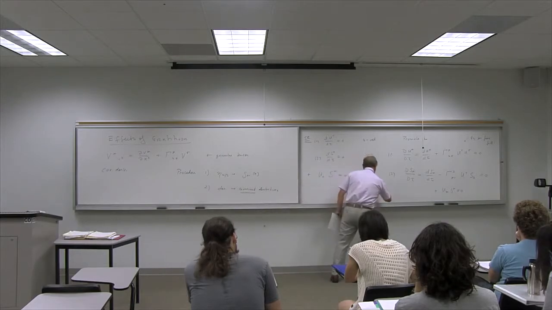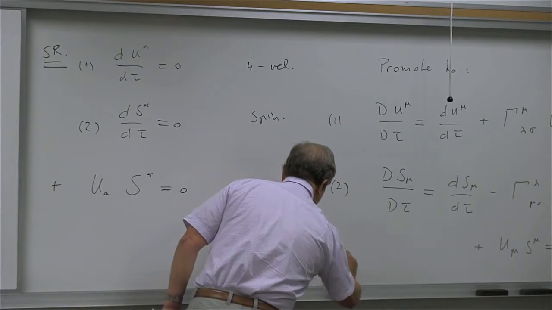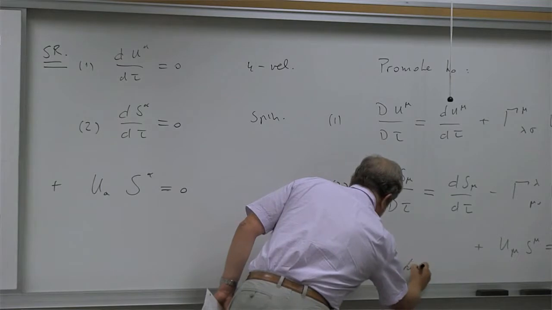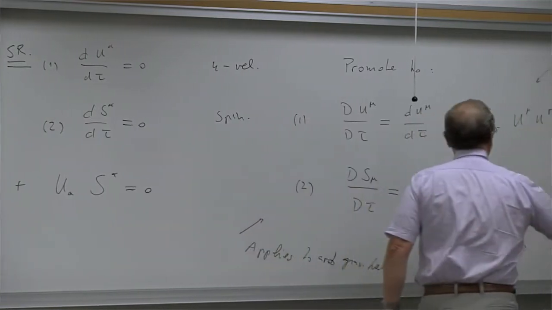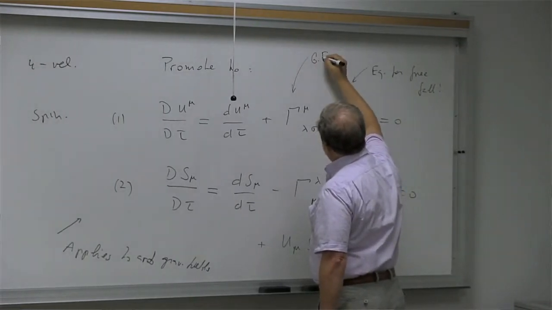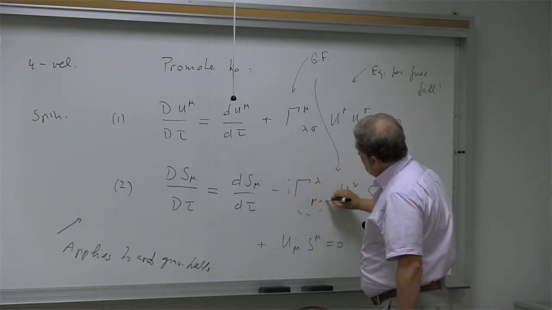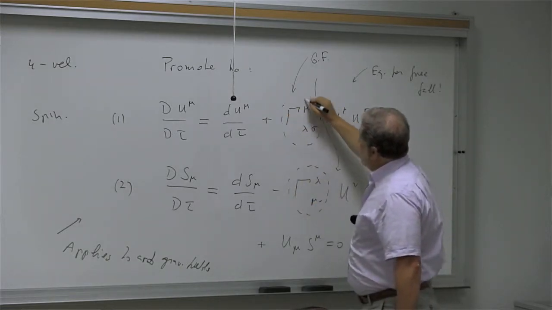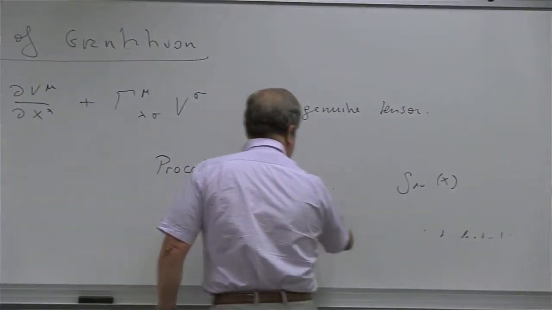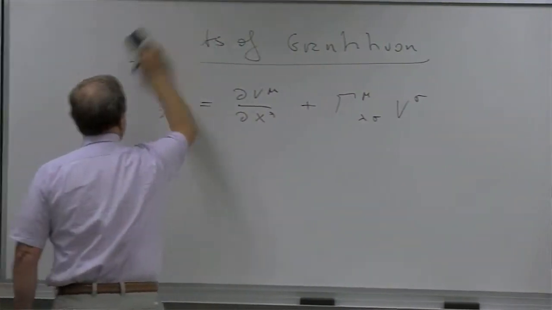So this applies to arbitrary gravitational fields, right? And so the gravitational field is in here, is in the gamma, right? The gravitational field comes in at this point because the gamma contains derivatives of the metric, which is in turn related to the gravitational field.